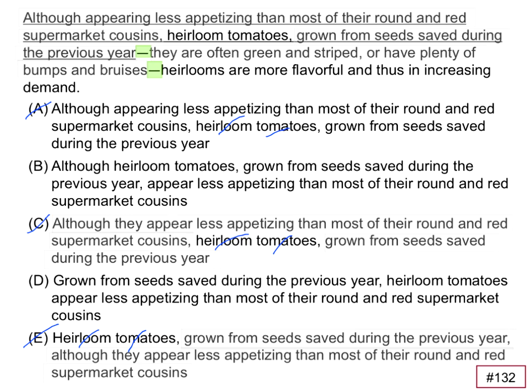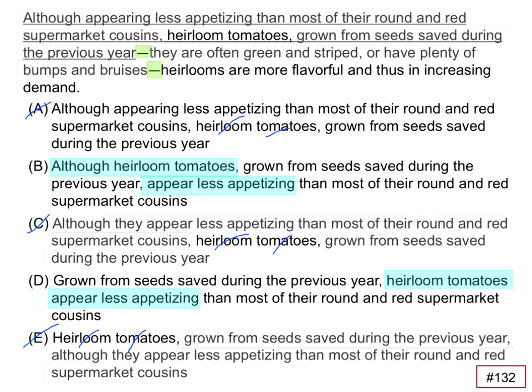Yeah, so what you'd want to do here is you'd go, okay, so do B and D fix the problem, right? You're examining these guys to see whether they repeat the problem. They don't. They do something different. So what is it that they do differently? So in B, we've got, although the heirloom tomatoes, so they pull the heirloom tomatoes into that although thing, appear less appetizing, blah, blah, blah. And over here, they do, let's say they've grown from seeds, and D is still a modifier. Heirloom tomatoes appear less appetizing.